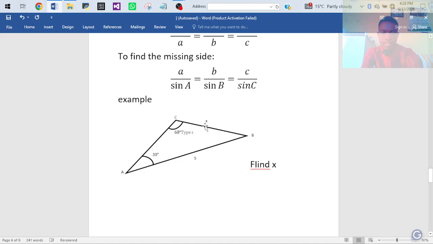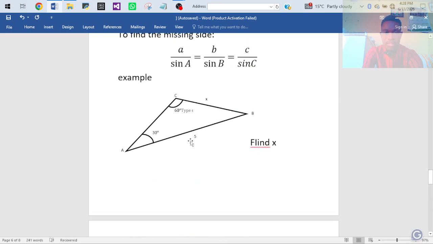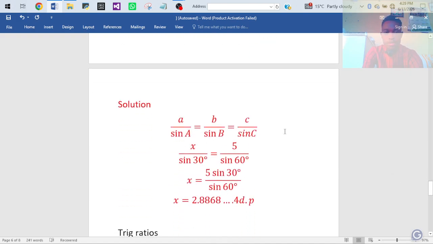We say the side we want to find over the opposite angle, which is this one. So it's x over sine 30 equals the other side, which is 5 over sine 60, then cross multiply. So x over sine 30 equals 5 over sine 60. If you cross multiply this, you get x equals 5 sine 30 over sine 60. Then you punch this on your calculator, and this is our value of x.